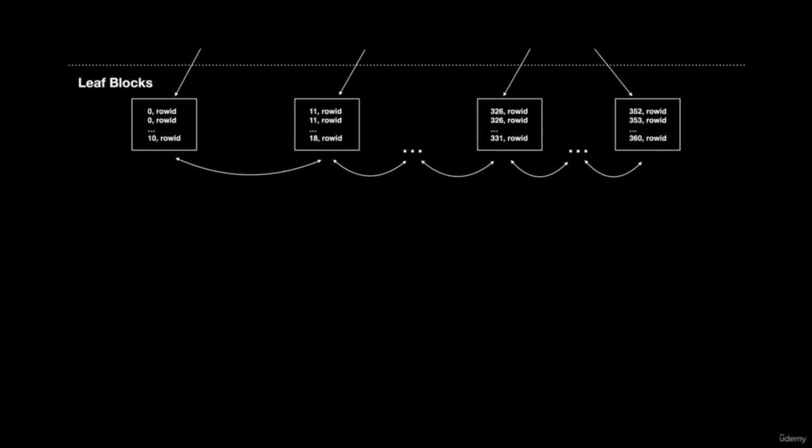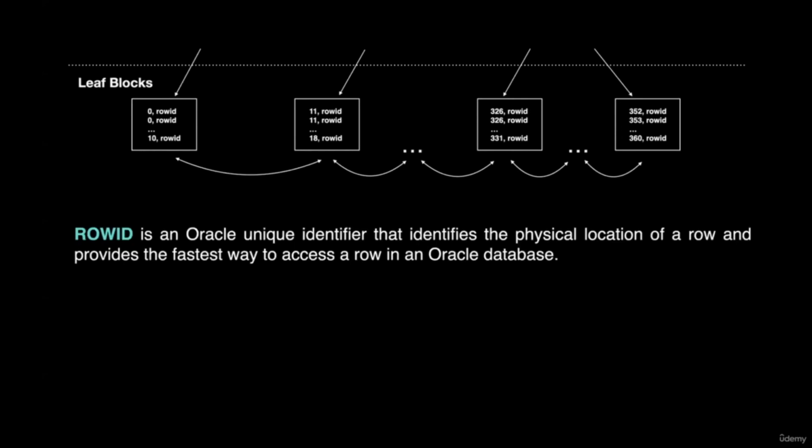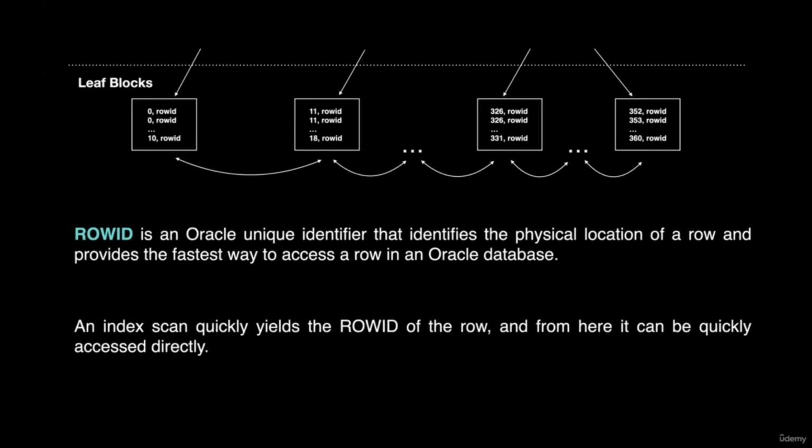Oracle's B-tree implementation always keeps the tree balanced. Leaf boxes contain 2 elements each: the index column values and the corresponding row ID for the row that contains the column value. Row ID is an Oracle unique identifier that identifies the physical location of a row and provides the fastest way to access a row in an Oracle database.